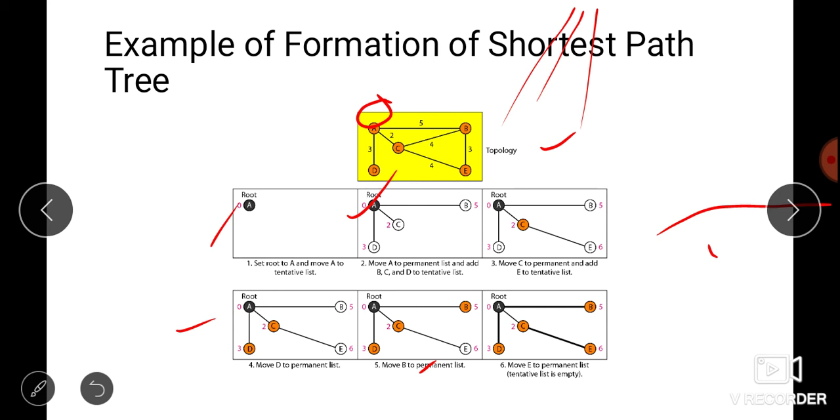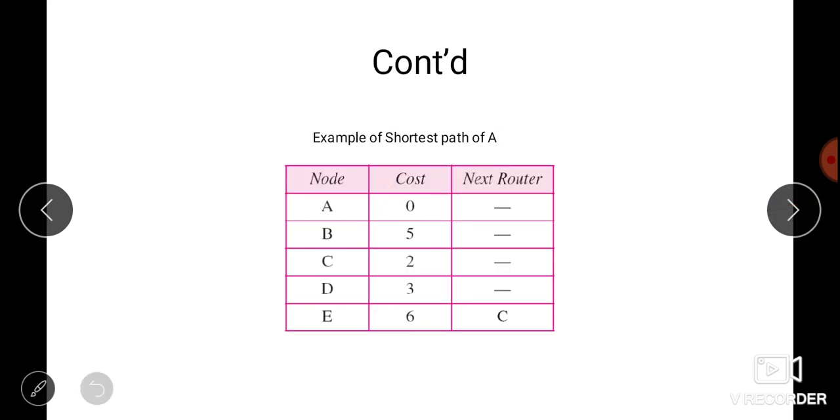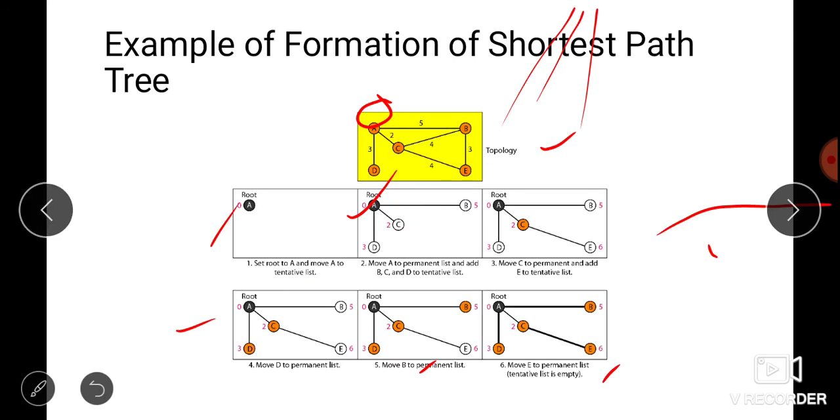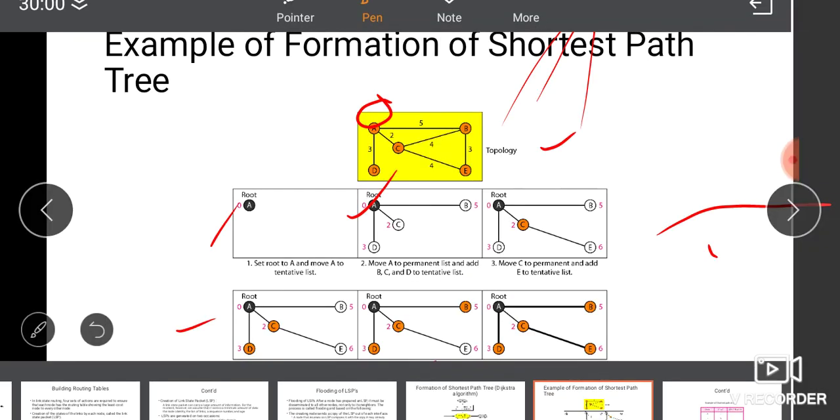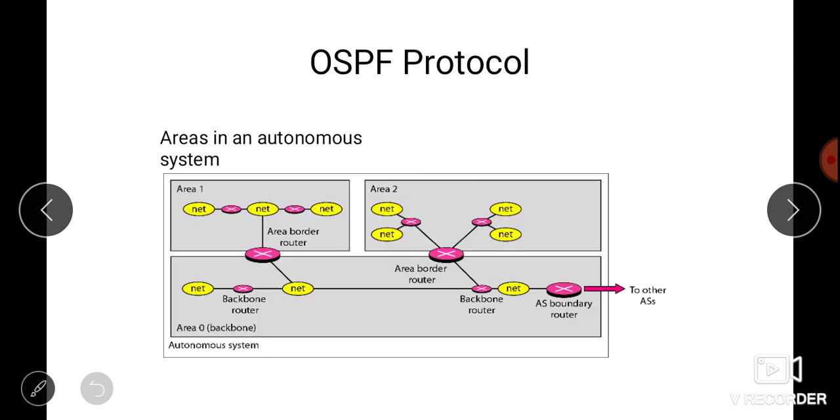So again node E has the shortest cumulative cost of all the nodes in the tentative list. So we move E to the permanent list. Node E has no neighbor. Now the tentative list is empty, so we will stop here, and our shortest path tree is ready. The final list is A with 0, B 5, C 2, D 3, and E 6, and the tentative list is empty. So this is the example of the shortest path from A. For A it is 0, for B it is 5, for C it is 2, like this. Okay.